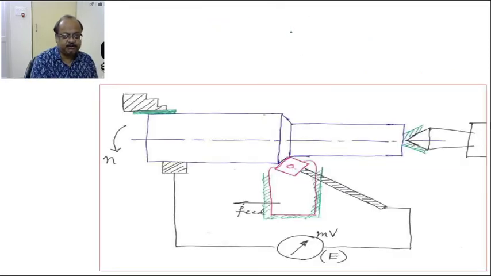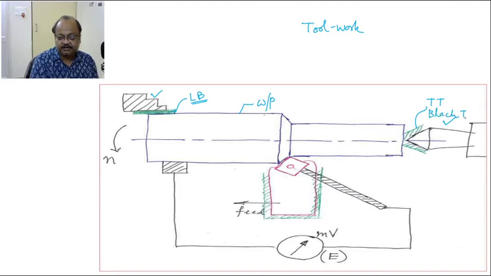For that, we are going to use a tool work thermocouple technique. This is my workpiece, which is mounted between a chuck and a tailstock center. As you can see, the chuck and the workpiece are insulated. There is an insulating material here, and here also. Here we are using a leather belt on this side, and here we are using Teflon tape, or black insulation tape.